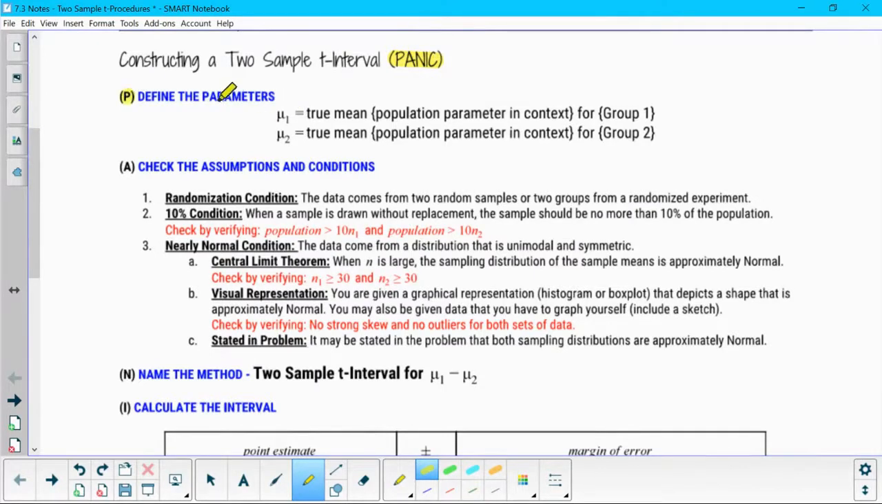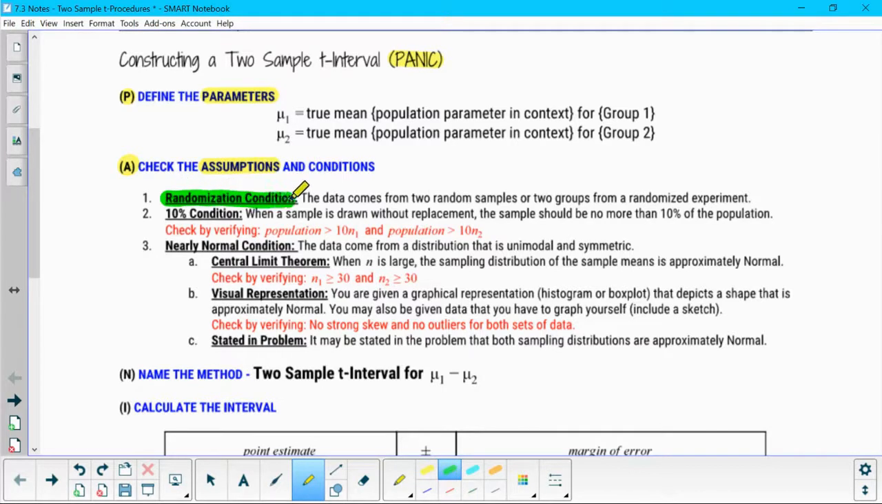First, P stands for define the parameters, and like we did with one sample, we are going to have mu, but this time we're going to have mu1 and mu2, representing the true mean of whatever your population parameter is in context for both groups. A, check the assumptions and conditions. So there are three assumptions and conditions that we have to check and verify.